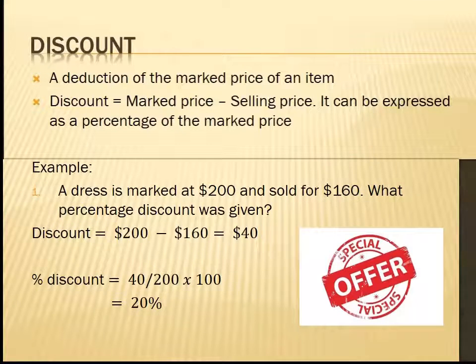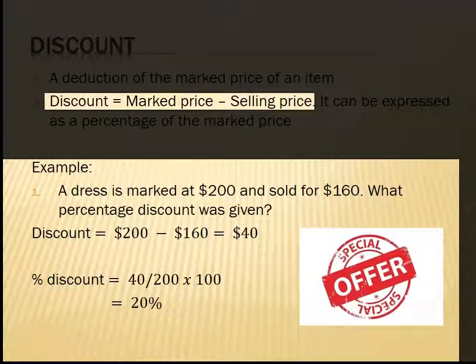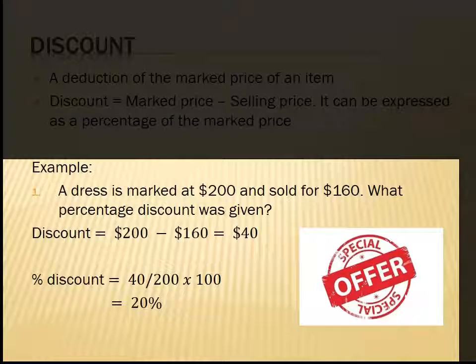Let's look at this example. A dress is marked at $200 and sold for $160. What percentage discount was given? So we know to calculate for discount, it's marked price minus selling price. So $200 minus $160 will give us $40. And to express this as a percentage, it would be 40 over 200, which is the marked price, multiplied by 100, which will give us 20%.